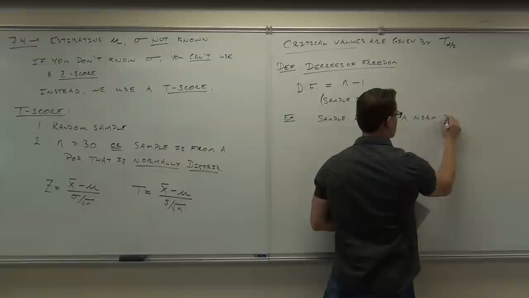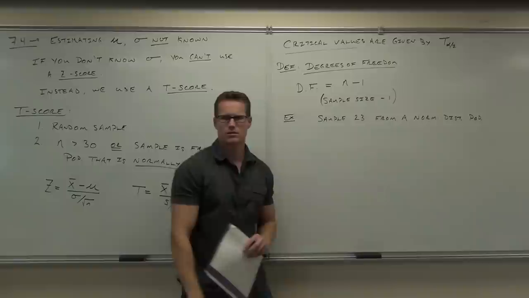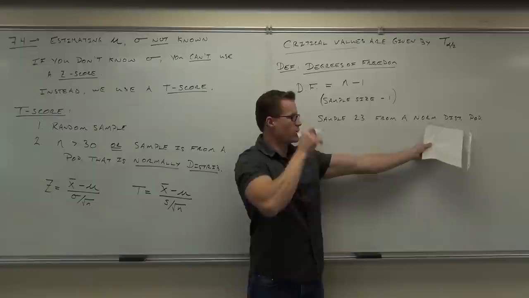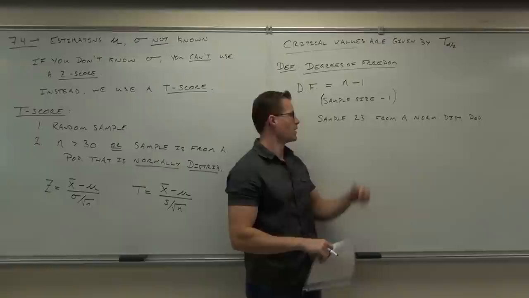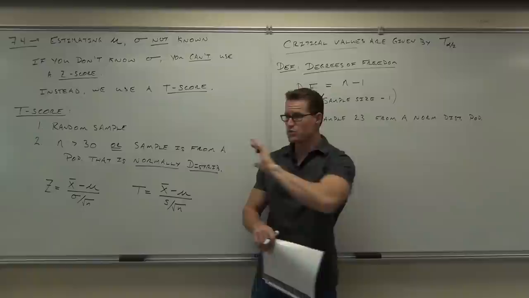By the way, is that statement meaningful to you? Yes. If I didn't have this statement, would I be able to do anything? No. Why not? Because this 23, that's our N. This means that I can use this stuff. The requirements are met now because I have it from a normally distributed population. That's important.